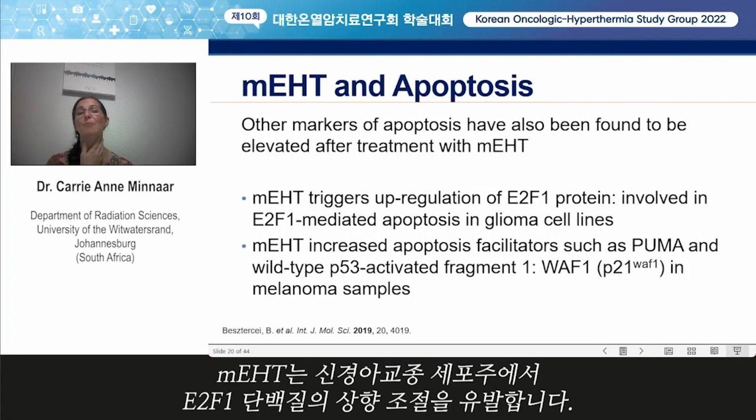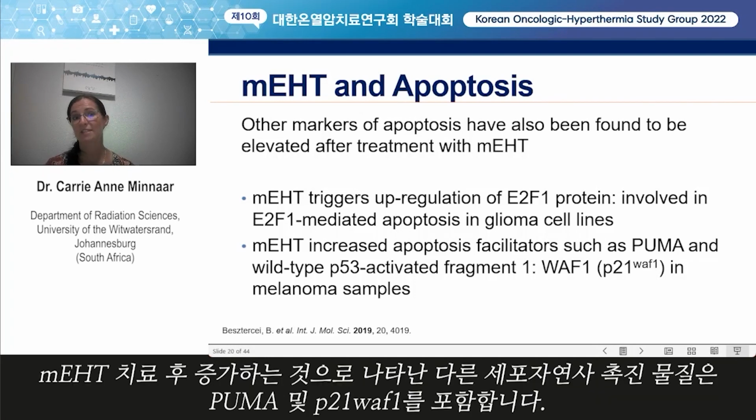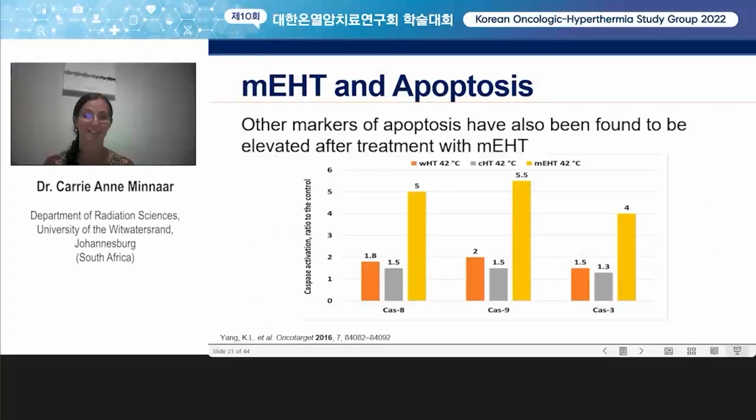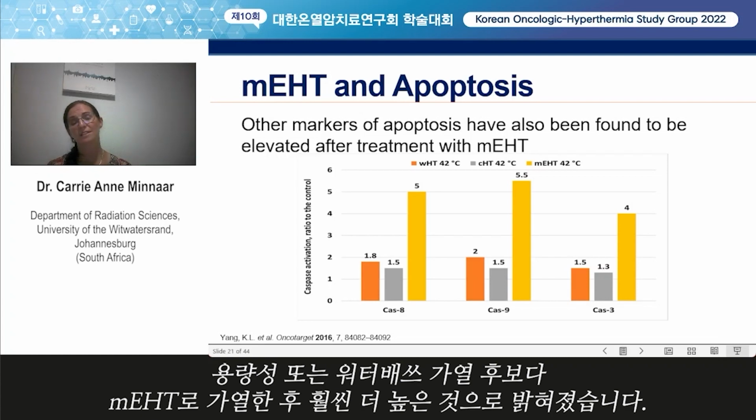Okay, MEHT triggers the upregulation of E2F1 protein in glioma cell lines. This protein is involved in the E2F1 mediated apoptosis. Other facilitators of apoptosis that have been shown to increase following MEHT treatments include PUMA and the P21WAF1. Okay. Other markers of apoptosis, such as caspase 8 and 9, have also been found to be significantly more elevated after treatment with MEHT than after treatment with water or capacitive heating.